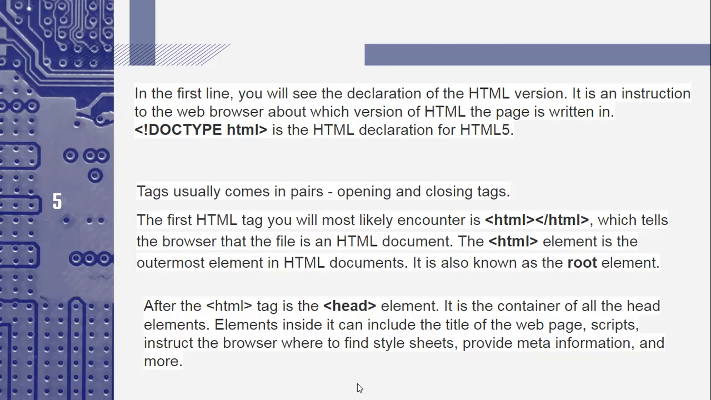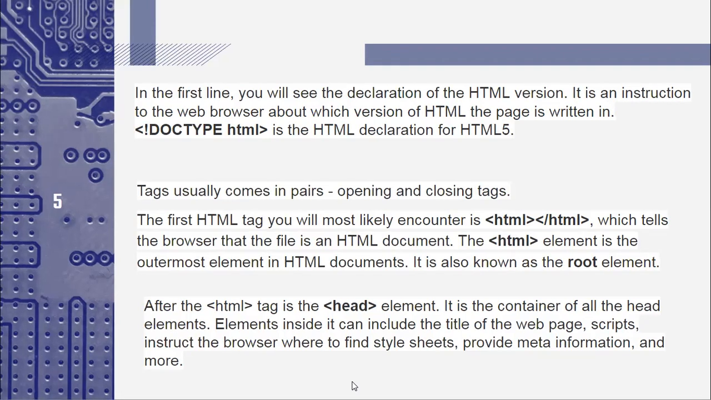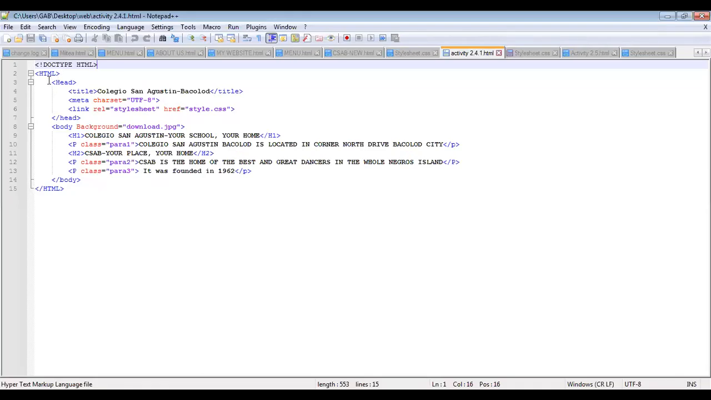If we're going to see this one in our Notepad++, this is how it looks like. After the doctype declaration, it is now followed by the HTML tag. Notice here, this is our start tag, and the other one here is our end tag. It's an end tag because it has a slash. All of the tags that we're going to put in our Notepad++ or in our website must be enclosed by an HTML tag.